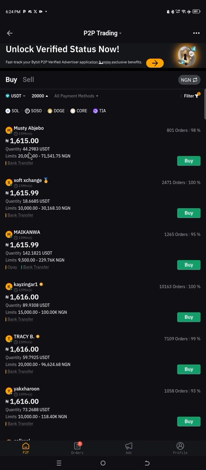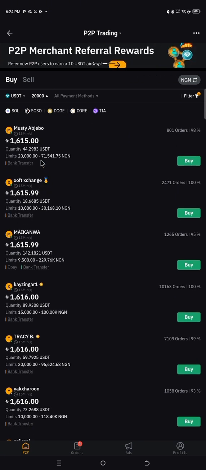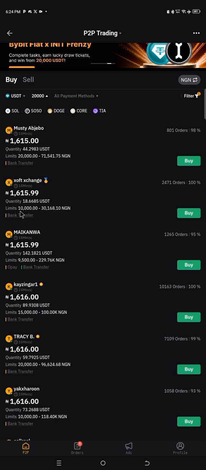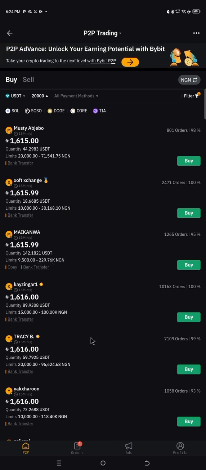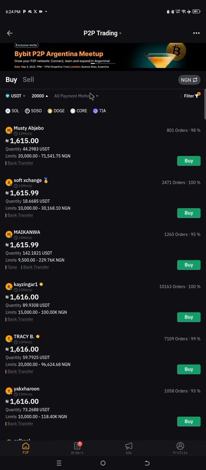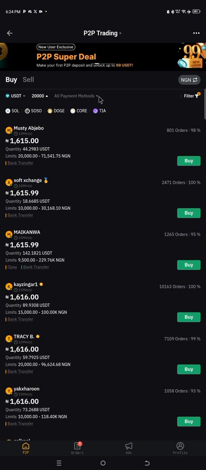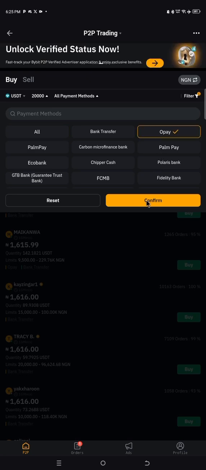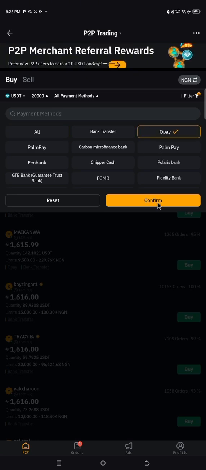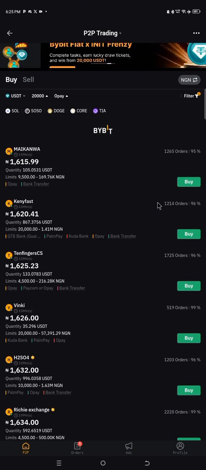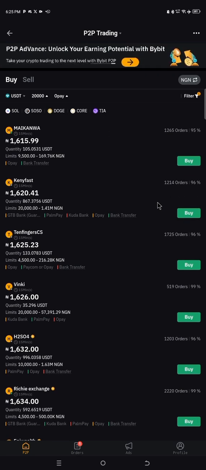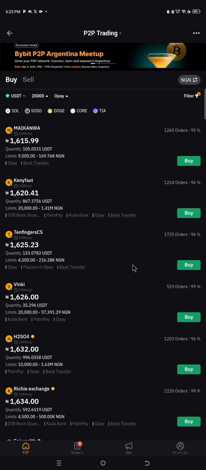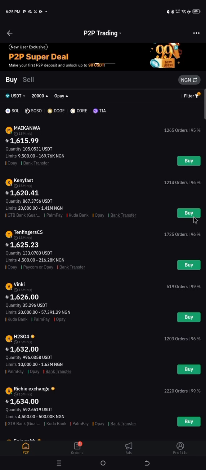Sellers that accept 20,000 to what? 71,000, 10,000 to what? 30,000, 9,000 to what? 229,000. You see them, right? Then here, all payment methods. Select it and use what? You can select any one of your choice, right? So since I'm using OPay, I'm going to use what? OPay. So I've selected OPay. Since I've selected OPay, let's say I want to buy 20,000 worth of USDT from this person.